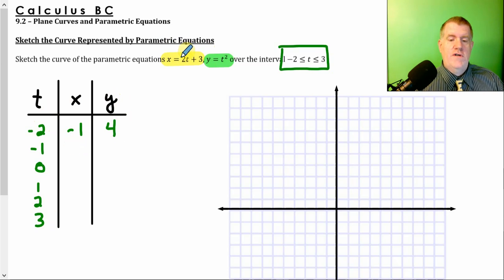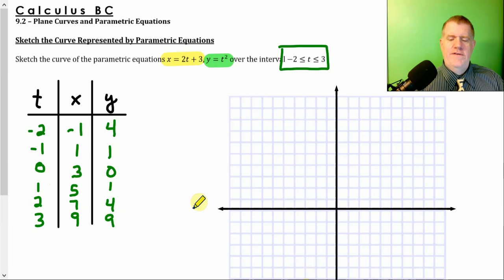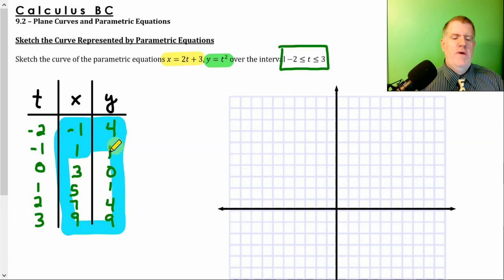And just do that for your t value. 2 times -1 is -2, plus 3 is 1. -1 squared is 1. 0 squared is 0. And you can tell x is a linear function. It's always going up by 2. So that will be 3, 5, 7, 9. T is a square function, so we're going to square that 1, square that 2, and square that 3. So what I've got is now x and y coordinates based upon a third variable. So let's graph that and see what it looks like.